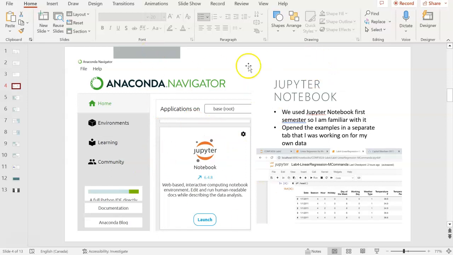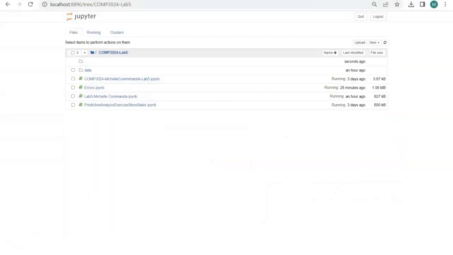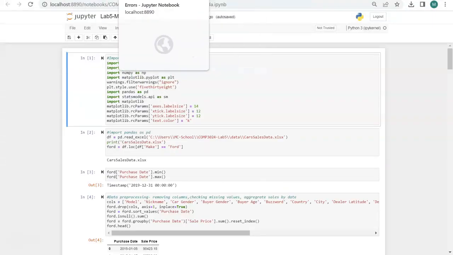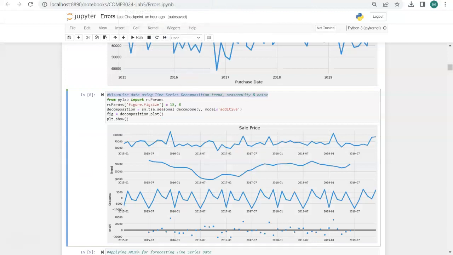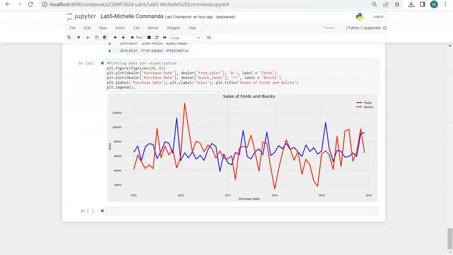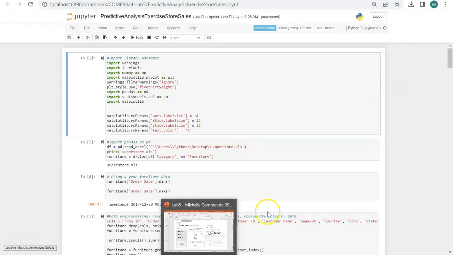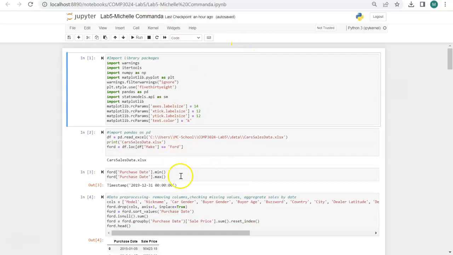Again, for this lab we're using Jupyter Notebook, which we used last semester and in the last lab, so I'm familiar with it. For this one again, I'm opening two labs. For example, this is my Lab 5. This is my version with errors, and here's the predictive model that we were following along that was provided to us, and then I did the same in Lab 5.